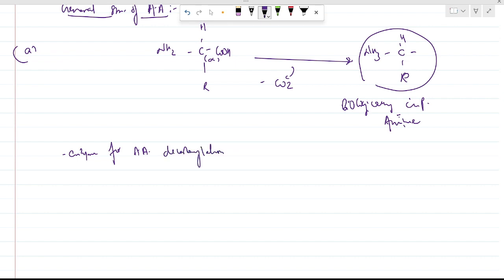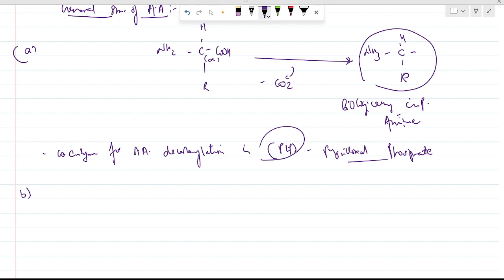Now, the enzyme for amino acid decarboxylation is decarboxylase, and the coenzyme is PLP, pyridoxal phosphate. These are coenzymes. The decarboxylase enzyme and the coenzyme is our PLP. That is the first reaction, where we have removed our carbon dioxide.